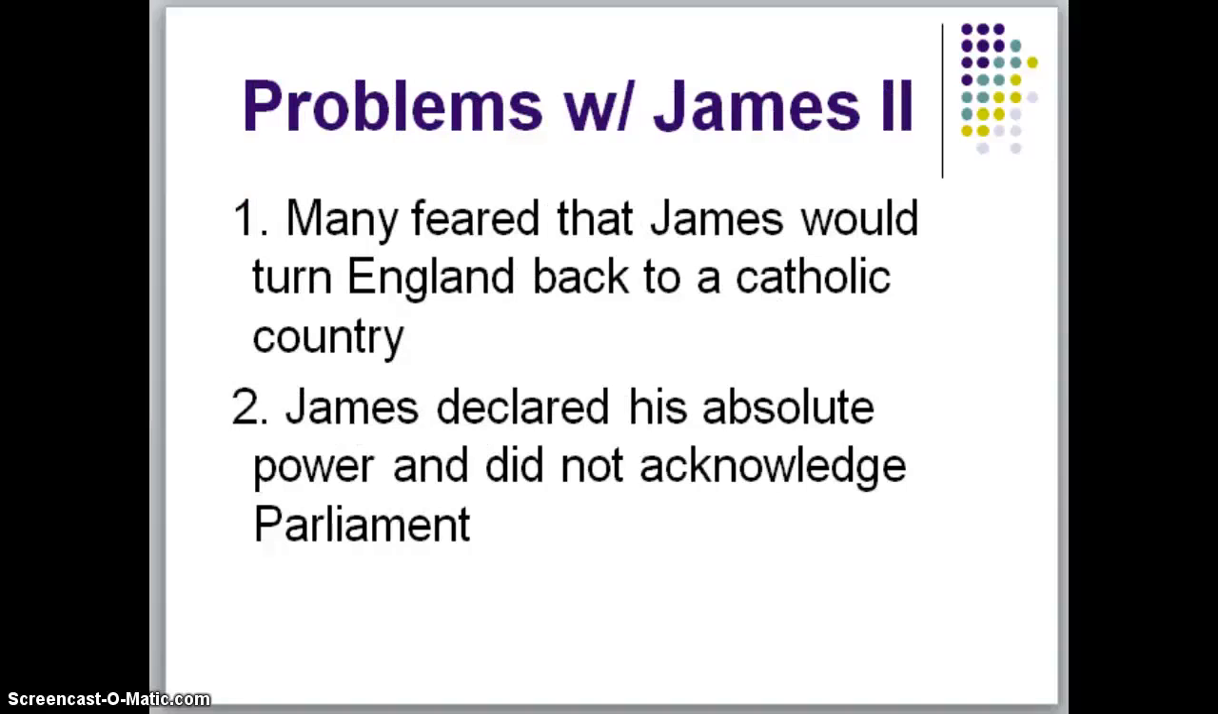Many people in England feared that James II was going to turn England back into being a Catholic country, which meant you had to be Catholic or else. James declared his absolute power, and he did not acknowledge Parliament. So this whole constitutional monarchy thing that his brother had just done, he threw it out the window. He is going to be an absolute monarch, just like his father, Charles I, just like his grandfather, James I. People of England are going to be very upset.